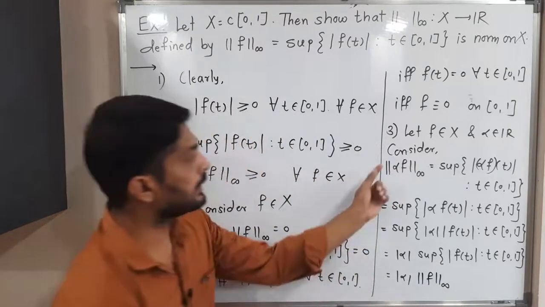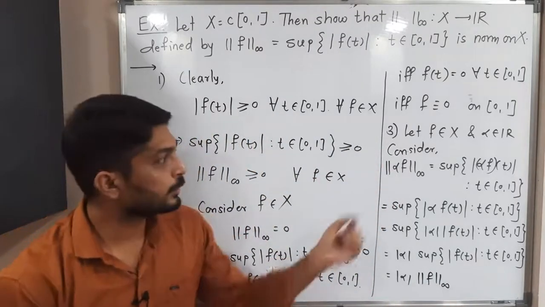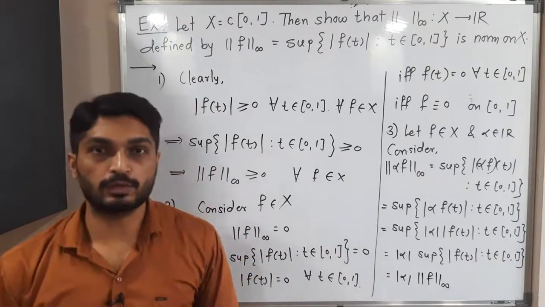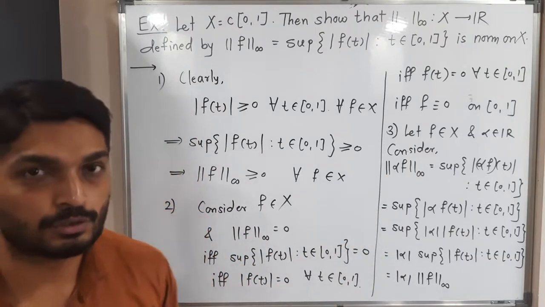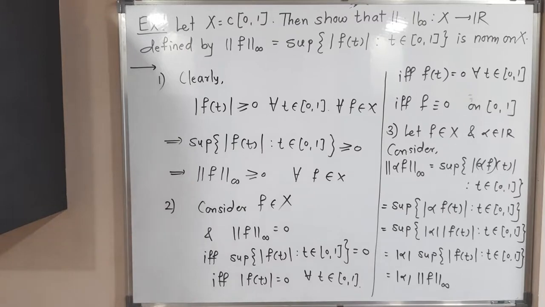So we started with norm of alpha f infinity, and we could take that mod alpha outside. So that's why we can say, yes, that third condition is also satisfied. Let us go for the last condition. Just make a screenshot of it.